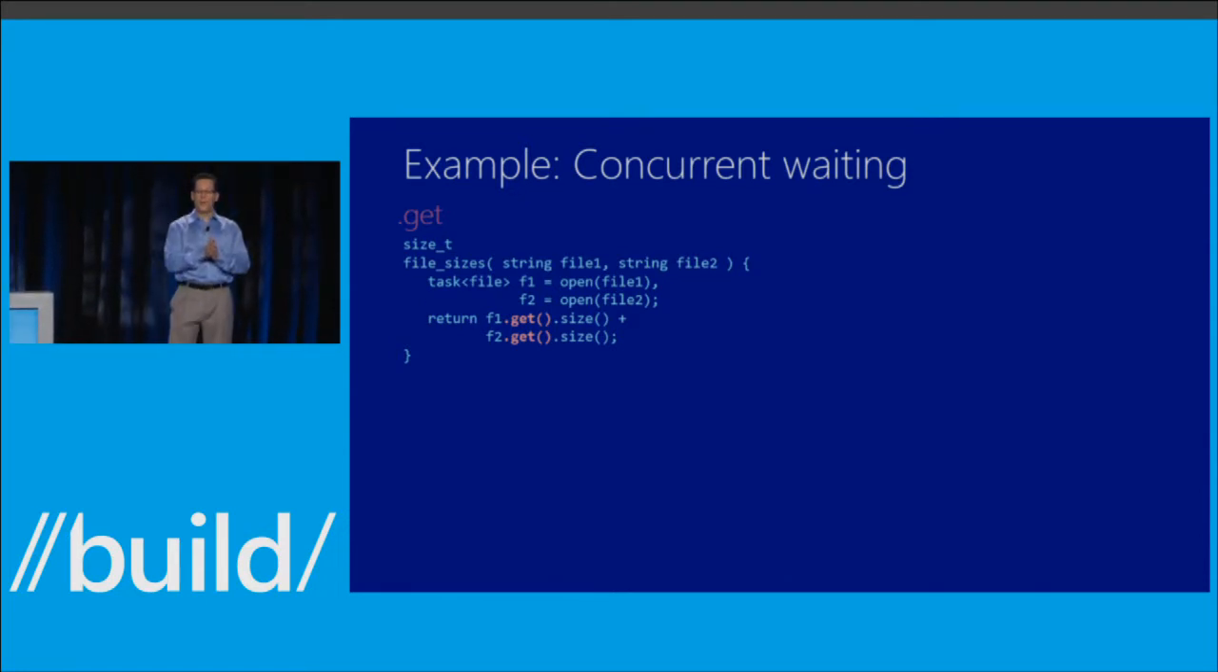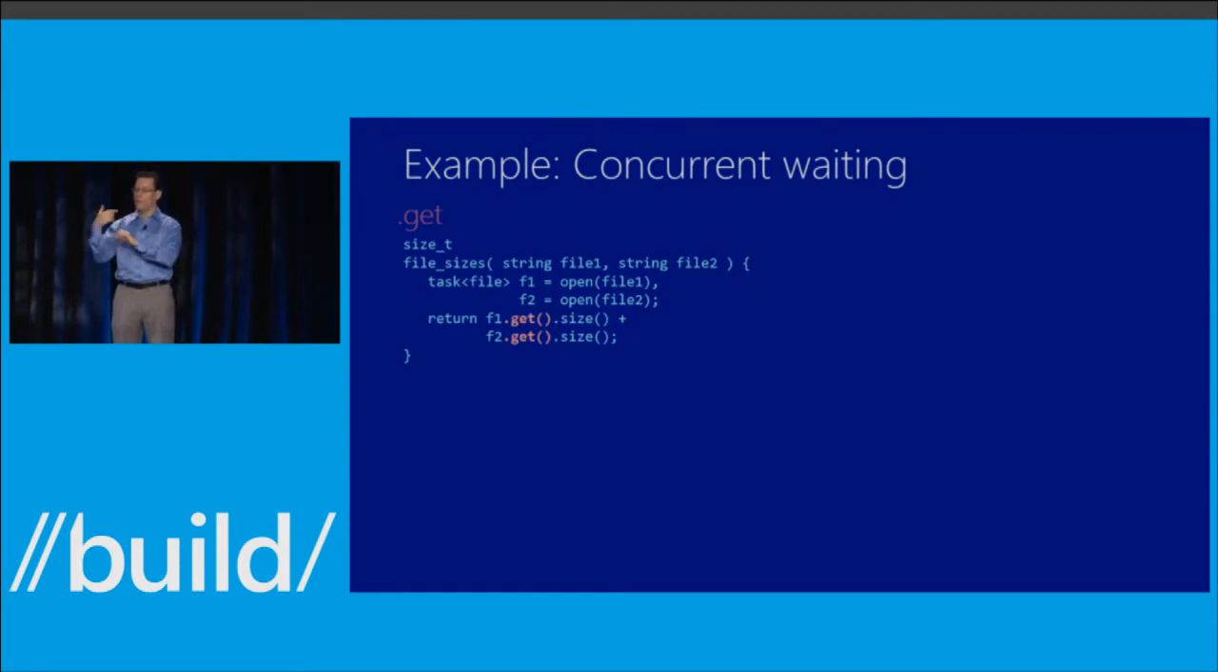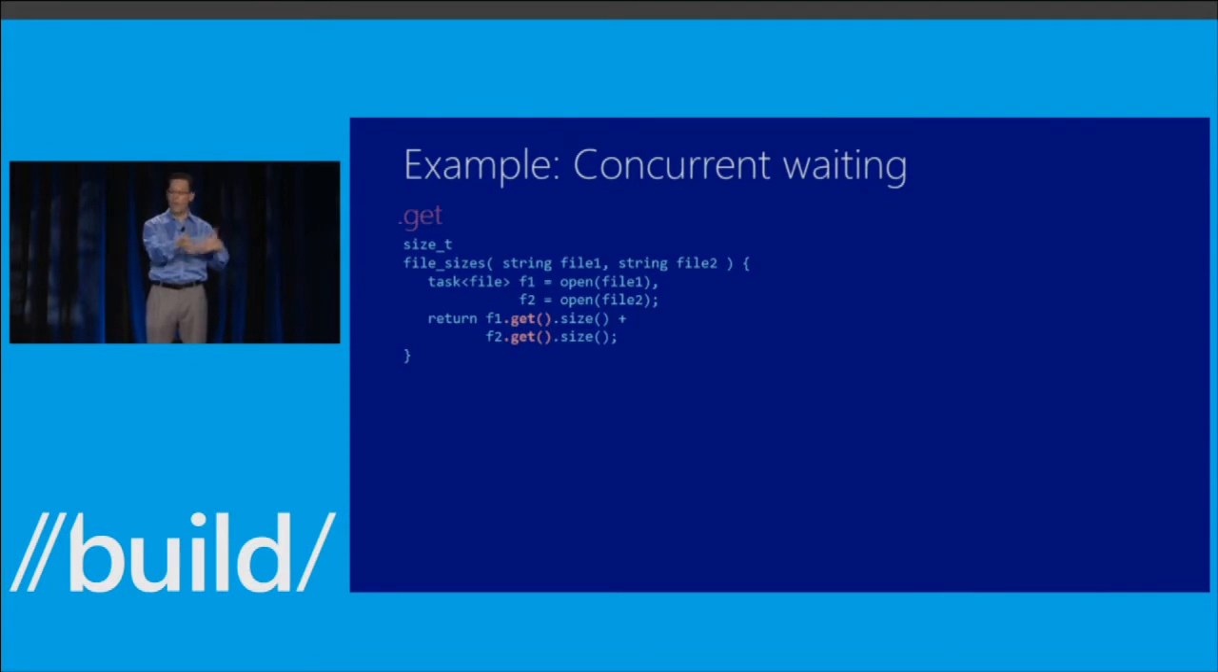In these examples, I'm going to use our PPL task of T. So the standard has future of T, and future of T has all the blocking waiting functions, such as .wait and .get, but it doesn't have the non-blocking ones, .then, when any, when all. Those are being proposed for the standard, but until standard future gets them, we're using task of T because it already has those non-blocking ones. And all of what I'm about to show you will also work on an extended future of T.